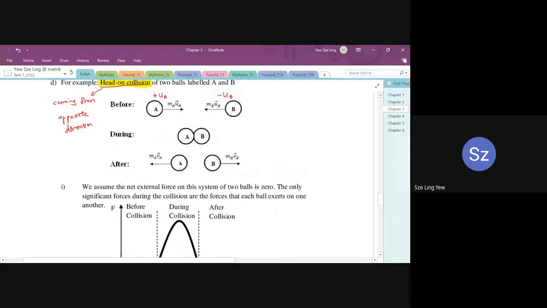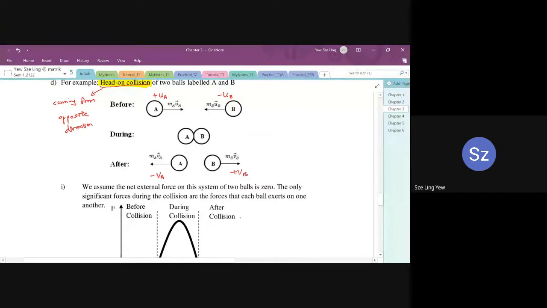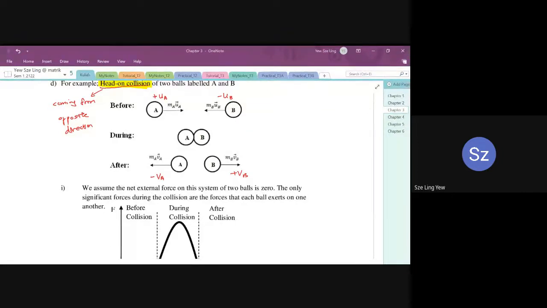So after collisions now, in your diagram, it gives you A going to the left, B going to the right. Now A going to the left actually is a negative VA, and then B is positive VB. So it is very important to know whether it is positive or negative. By looking at the directions of motion, you should know whether it's positive or negative.